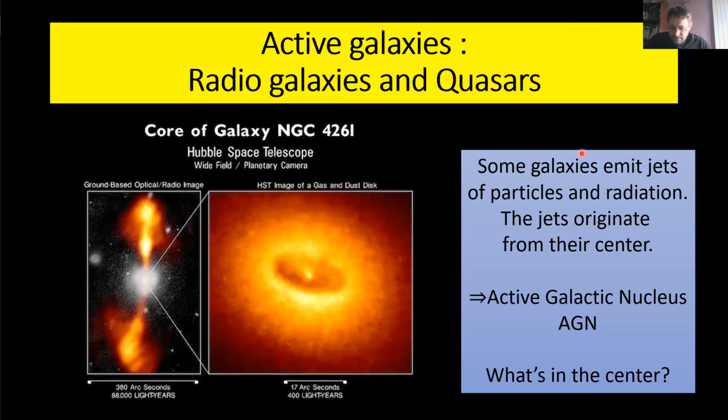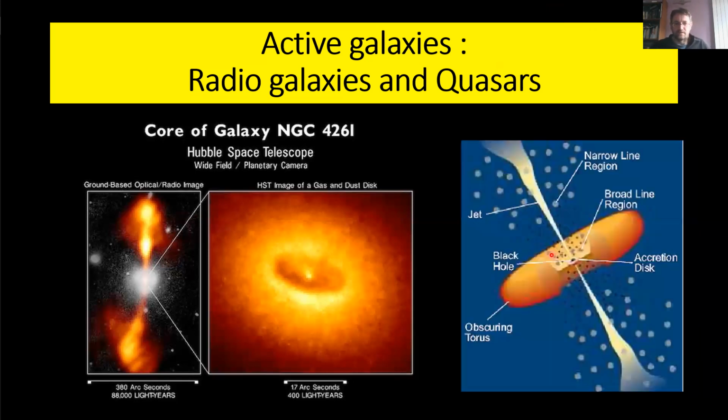So some galaxies emit these jets of particles and radiation. And the jets seem to originate from the center. So this is then called an active galactic nucleus. Okay, what will be the center? We had this already a couple of times. It will be a supermassive black hole. So a couple of million solar masses black hole, and everything that comes nearby into this massive gravity is of course massively accelerated.